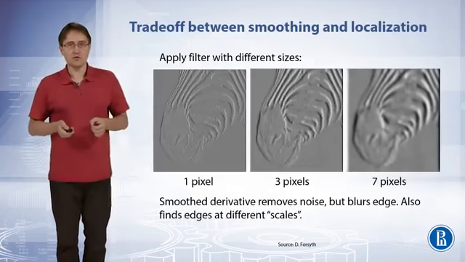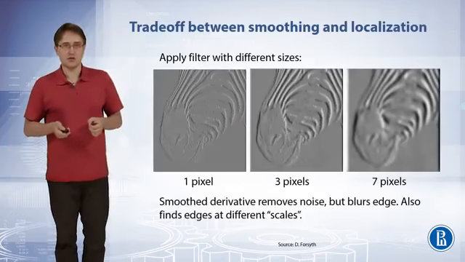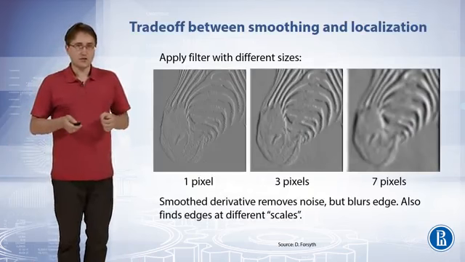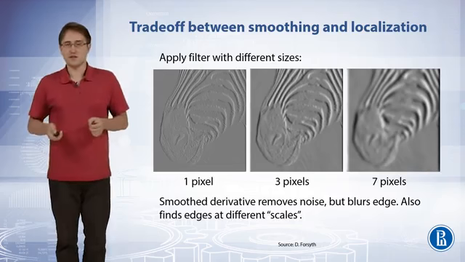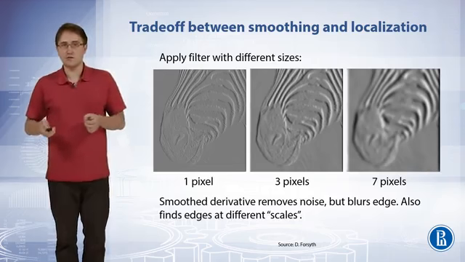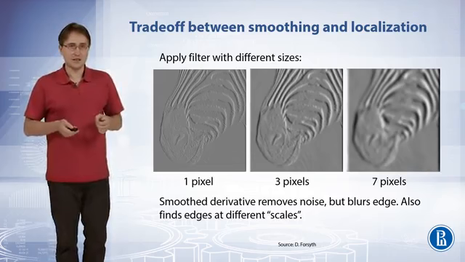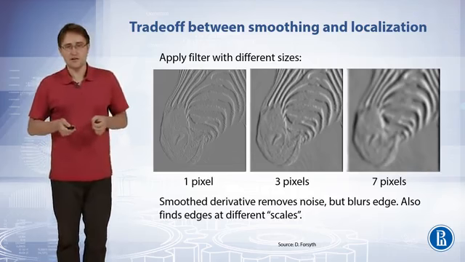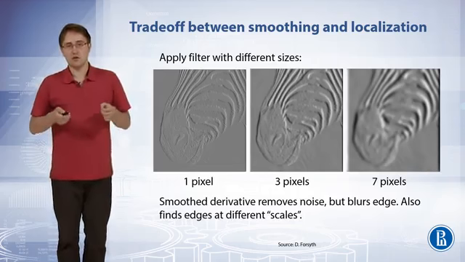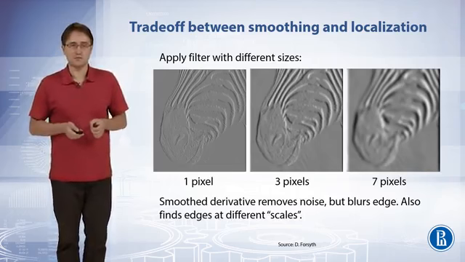Smooth derivative removes noise, but blurs edges in images. The larger the Gaussian filter, the stronger the smoothing. As a result, we find images in different scales when applying smoothing with different filter kernels. In this example, if we use small filter, we get a lot of small edges, small details. When using larger filter, we detect gradients only corresponding to large objects in the image.